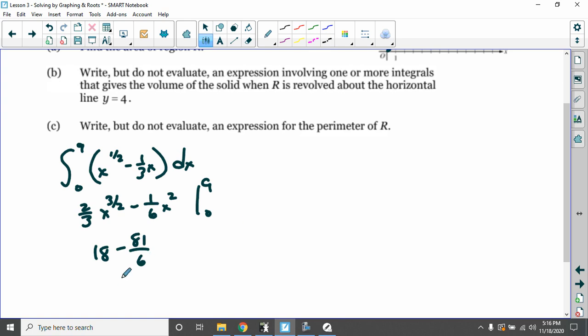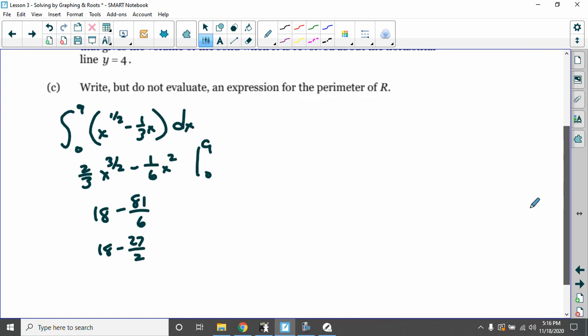I can divide the top and the bottom by 3 here, so 27 over 2. Common denominator is 2. 9 over 2.